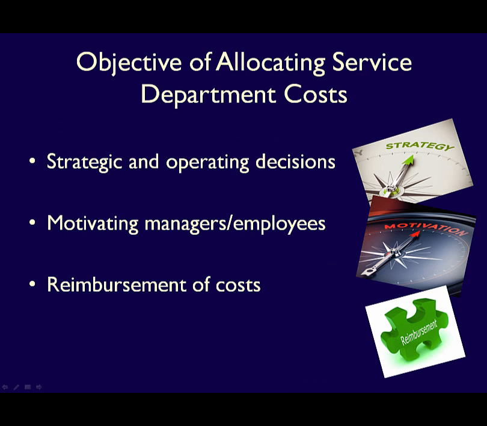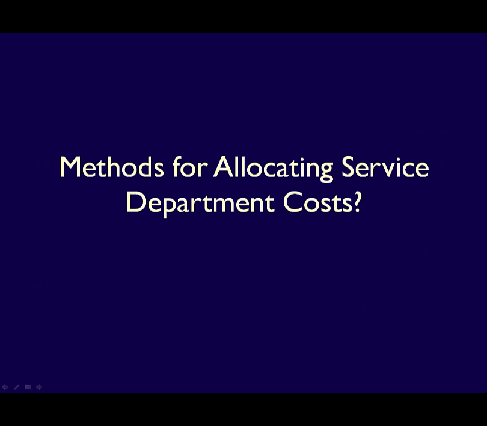You can see that all three of the main objectives for allocating service department costs have nothing to do with financial reporting, but they have a lot to do with managing the business for decision making. Now that we understand the importance of allocating service department overhead costs with regards to business decision making, what methods can be used to allocate those costs?